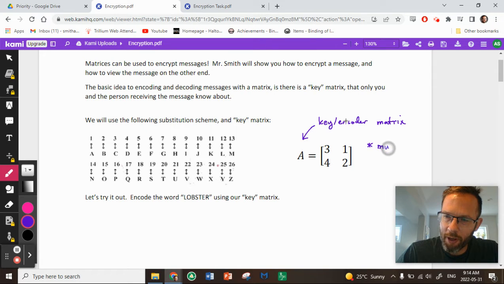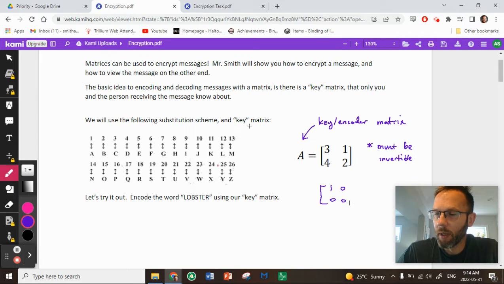But your key matrix must be invertible. So keep that in mind when you make up your encoder matrix. I keep it simple, but you have to make sure it has an inverse. For example, I'm going to erase this in a second, but using a matrix like 1, 0, 0, 0 looks convenient, except the determinant of that matrix, 0 minus 0, is 0, and there's no inverse, and you wouldn't be able to use it. So make sure it has an inverse.